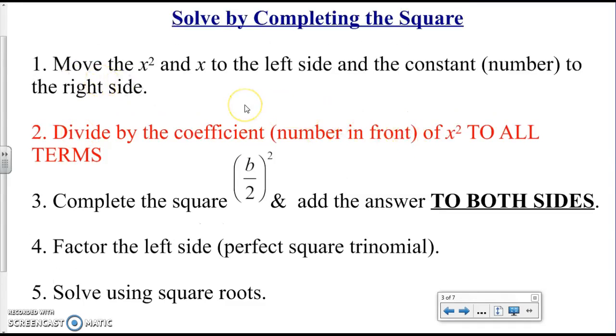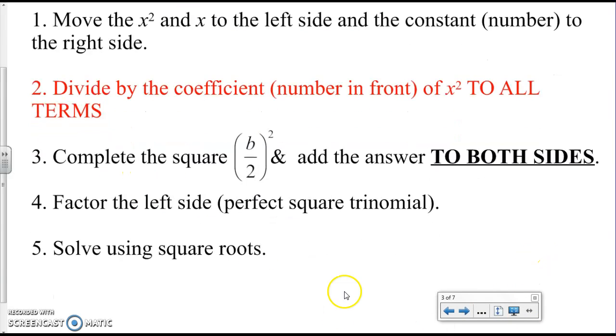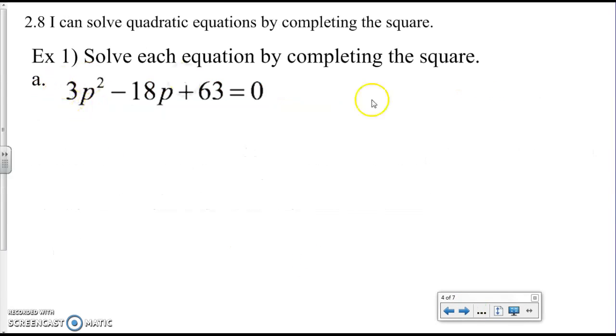If there is a number in front or a leading coefficient, we need to divide everything by that number before we complete the square. So the most common mistake that I see here is students will try to complete the square and then they do something with that number. We have to get rid of it before we can do anything else. Okay, all the other steps are the same. So let's go through a couple problems.